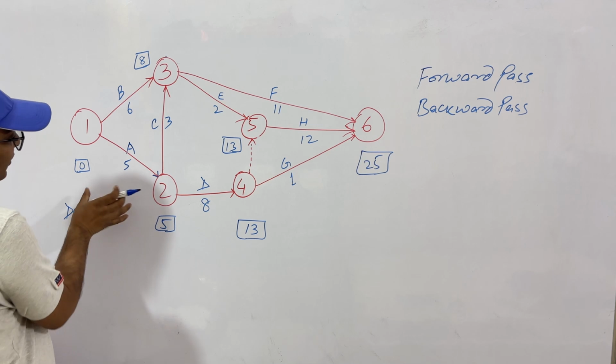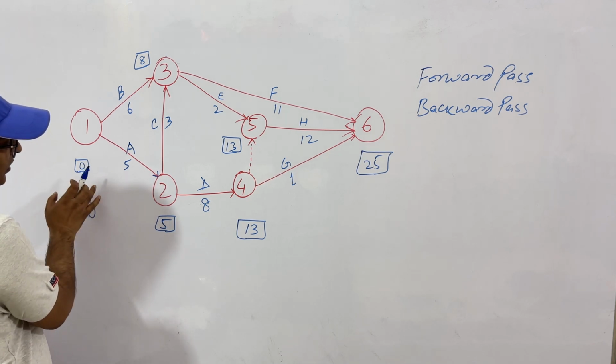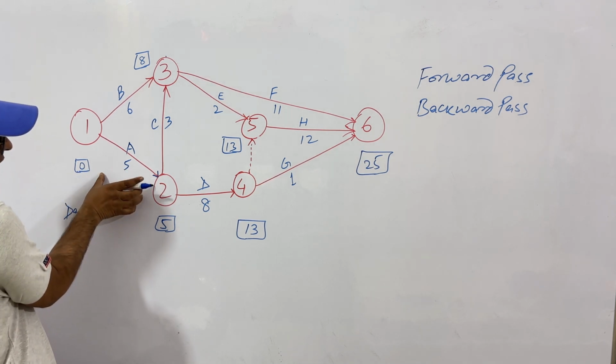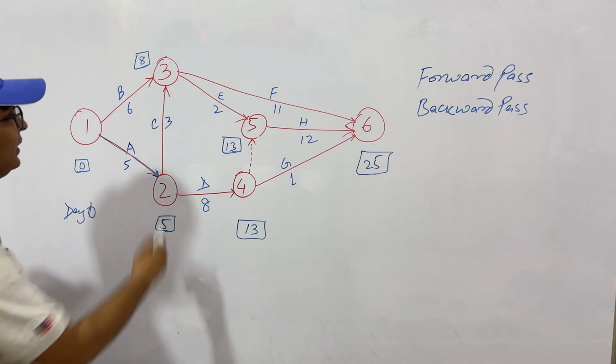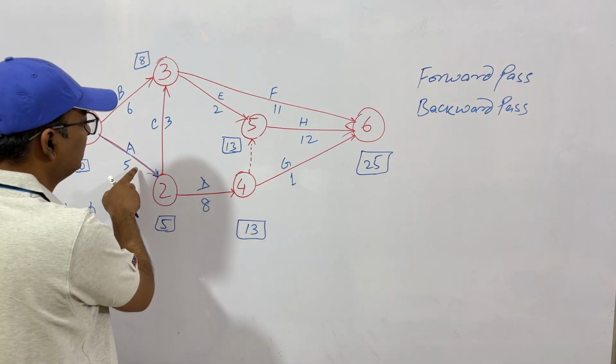So this is 0 and 5. This is 5 minus 0, 5, and the duration is 5. So this is equal, this is critical. This path is critical. Then it will go on, you don't need to consider it.